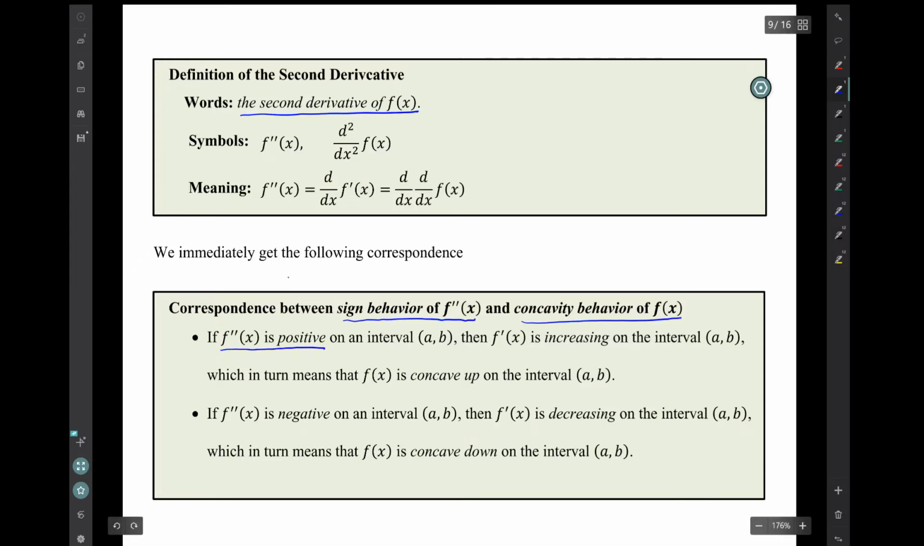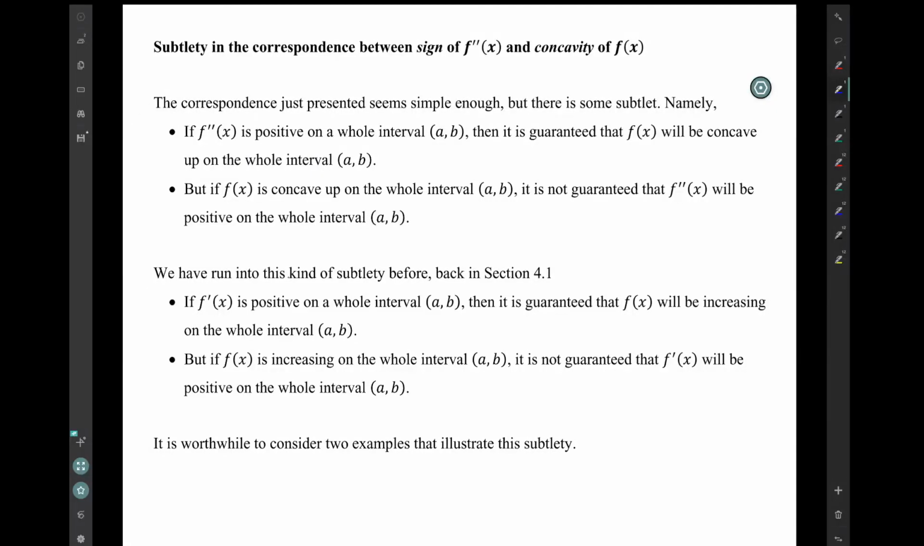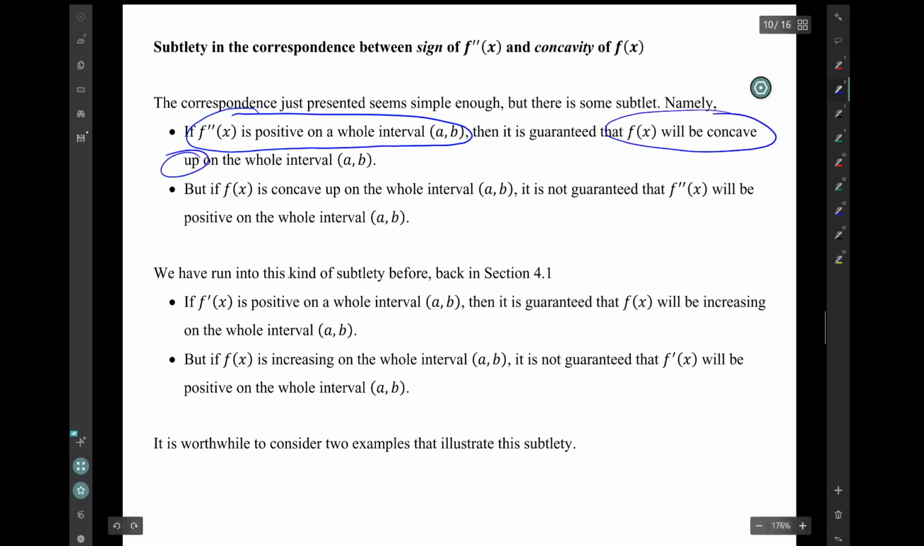If f double prime is positive on an interval a comma b, well, that tells us that f prime is increasing on the interval a comma b, which in turn means that f of x is concave up on the interval a comma b. Now there's some subtlety in this correspondence. If we know that f double prime is positive on the whole interval, then it's guaranteed that f will be concave up on that whole interval. But if f is concave up on the whole interval, it's not guaranteed that f double prime will be positive on the whole interval. We've run into this kind of subtlety back before in section 4.1.